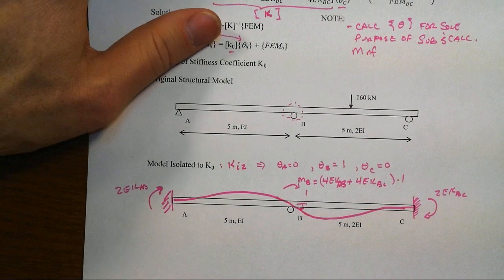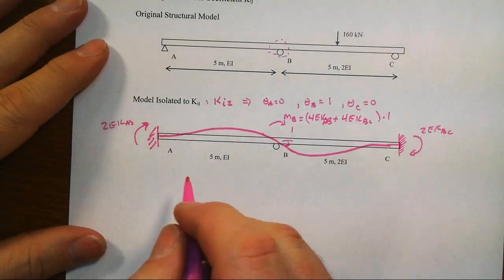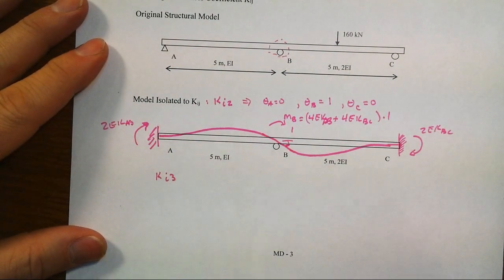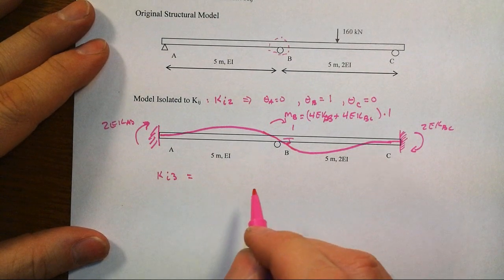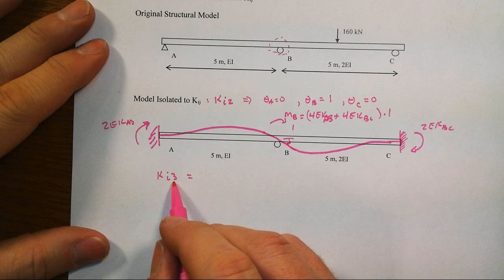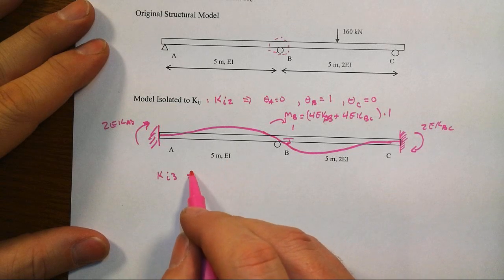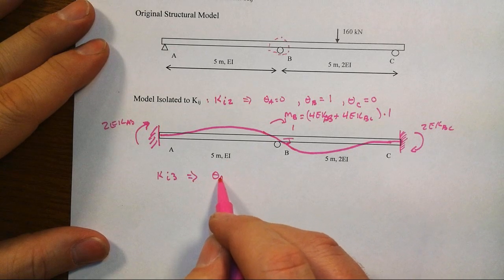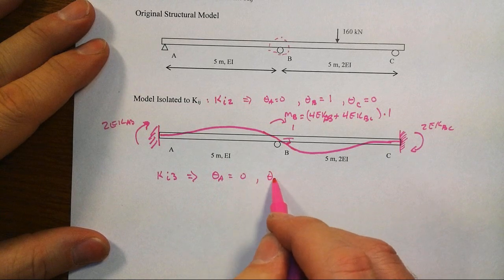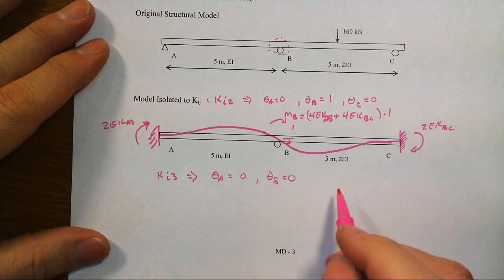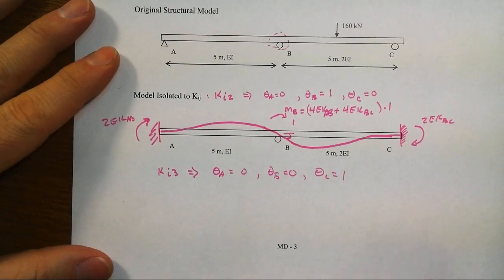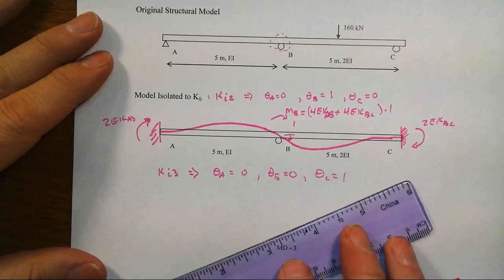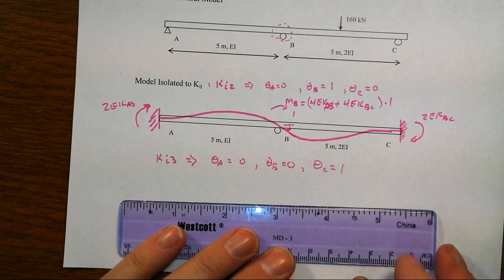Right? Now, if you went and said, what are the Ki3s, then I'd be saying, okay, what are the forces at I associated with a unit rotation or unit displacement at 3? So there, we're talking about theta A equals 0, theta B equals 0, and theta C then equals 1. And I didn't pre-build a little drawing of our structure, so let's get that in there.